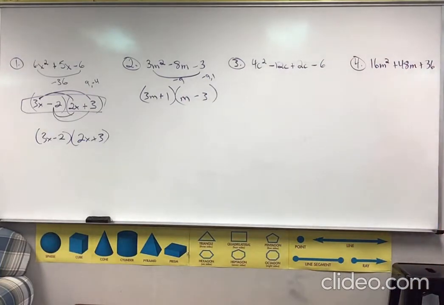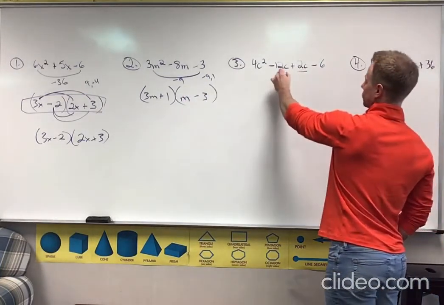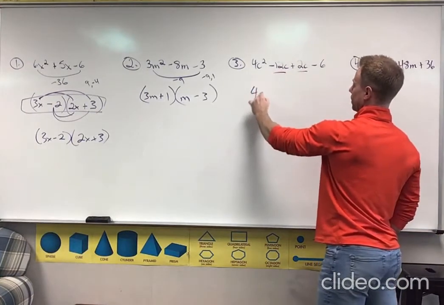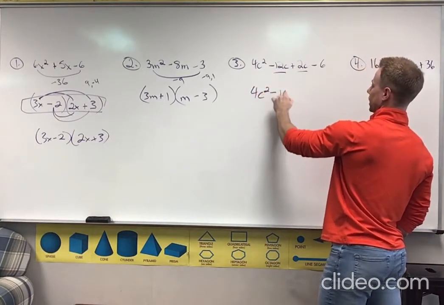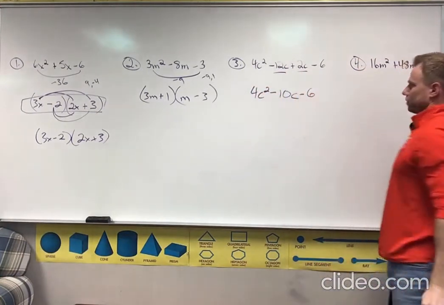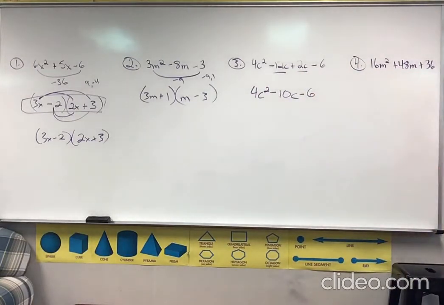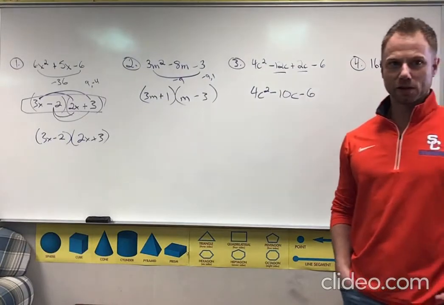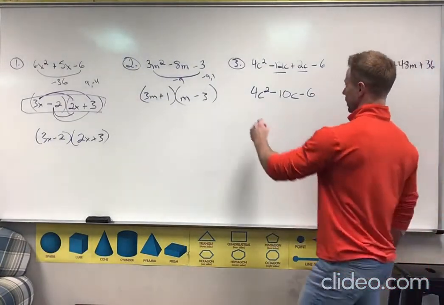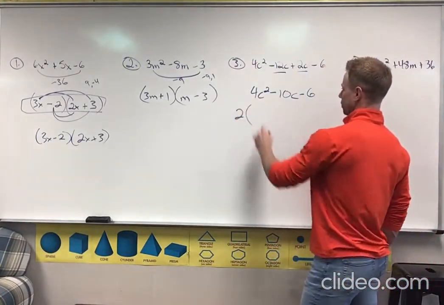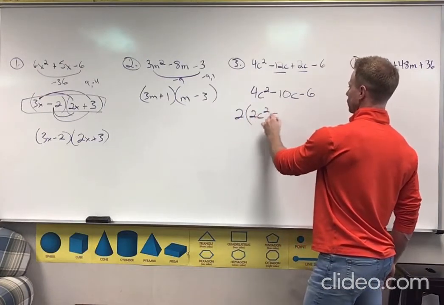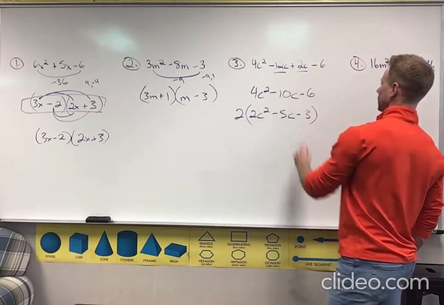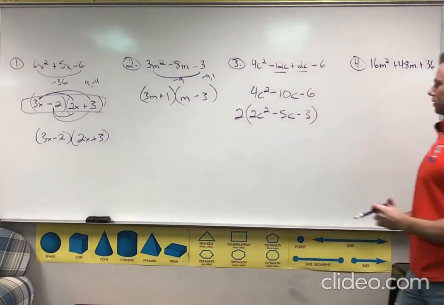The next example, we have some like terms we can combine. So let's do that right away. First thing we do is combine those. Okay, then we always want to try and simplify as much as possible. Factor any constants out. Just going to make it a little bit easier. So we can actually take a 2 out of all of this. So that would give us 2c squared minus 5c minus 3.